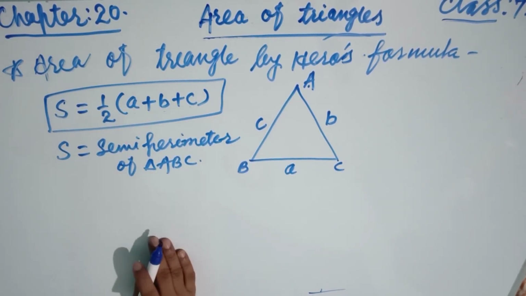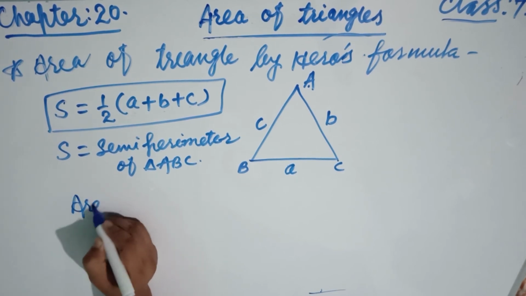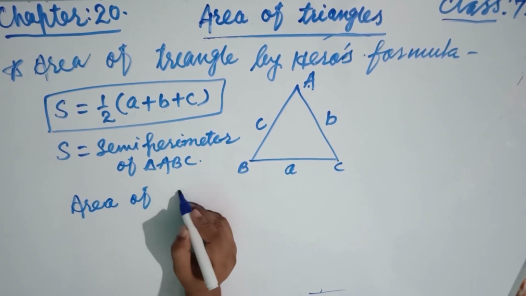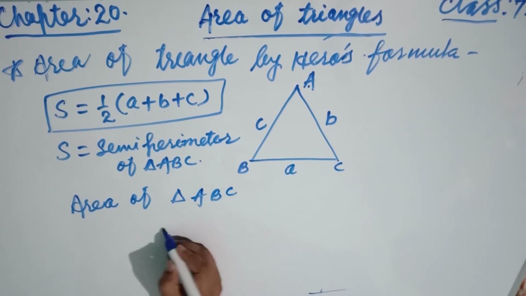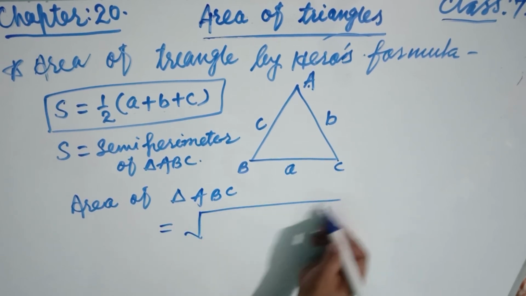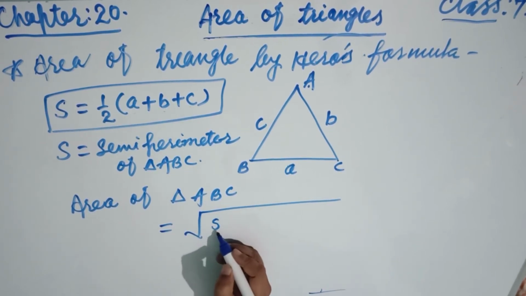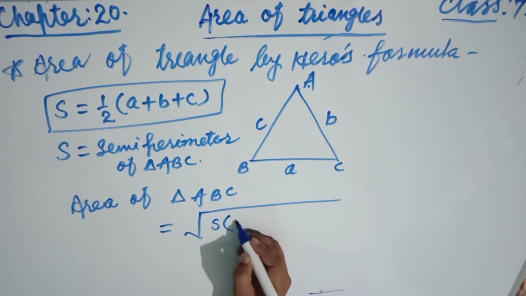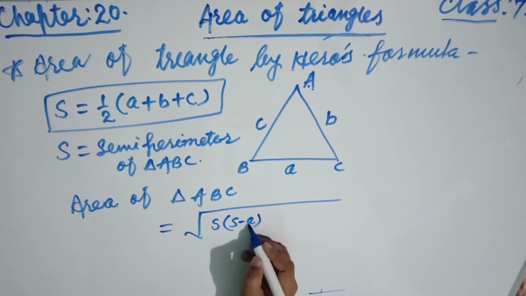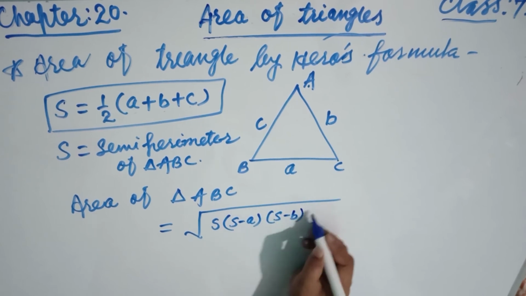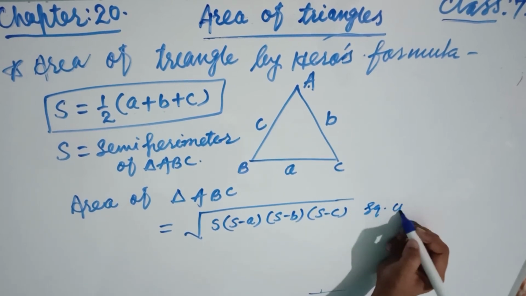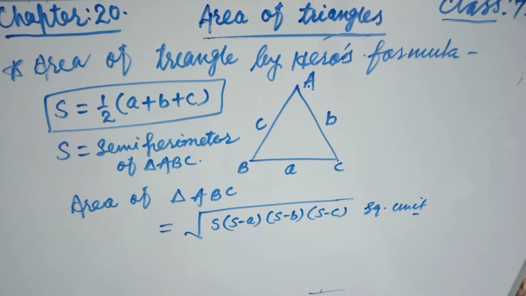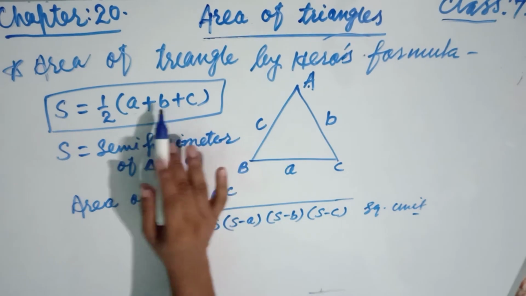And now next, area of triangle ABC by Heron's formula is under root S, where S is the semi perimeter, multiplied by S minus small a, S minus the first side, S minus the second side, and then S minus the third side. This is, friends, a square unit. So this is the area of triangle ABC by Heron's formula.